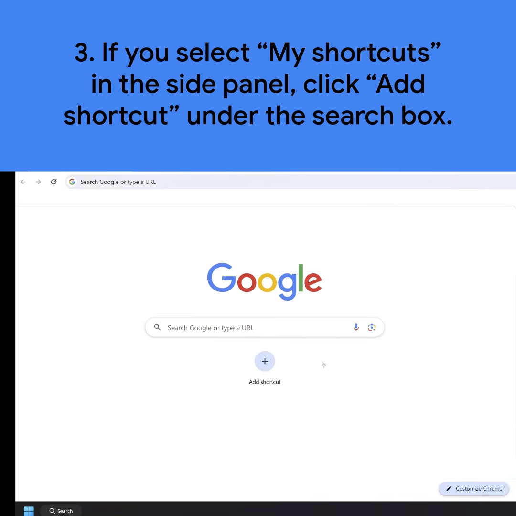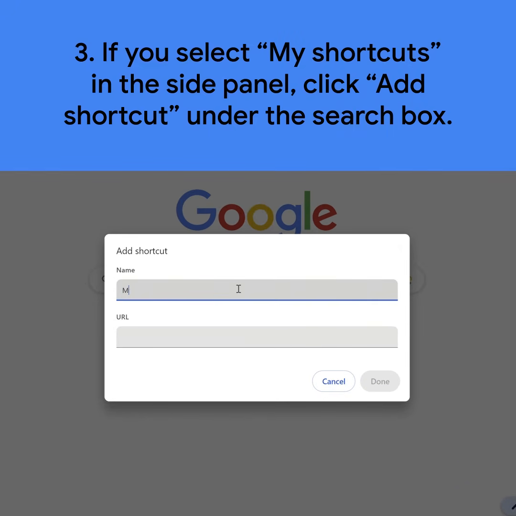To add a new shortcut, click on the Add Shortcut icon under the search box on the Chrome New tab page. Enter the name and URL, then click Done.